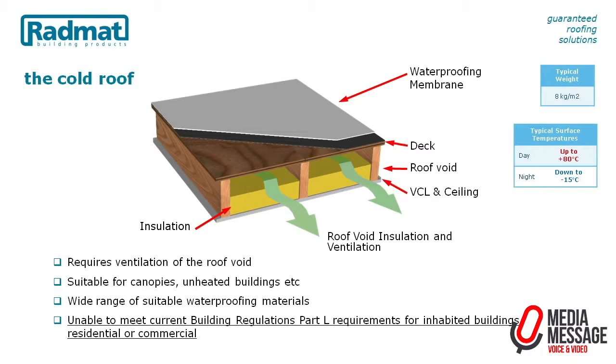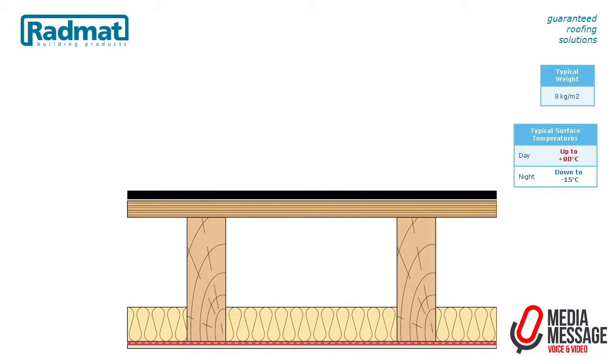Due to limitations of design, this construction method is unable to meet current thermal regulations and, when this doesn't work effectively, water vapor can reach dew point and condense within the structure, causing damp and rot and potentially decreasing the efficiency of the insulation itself.